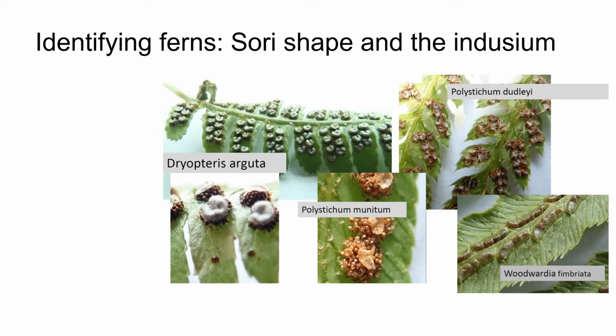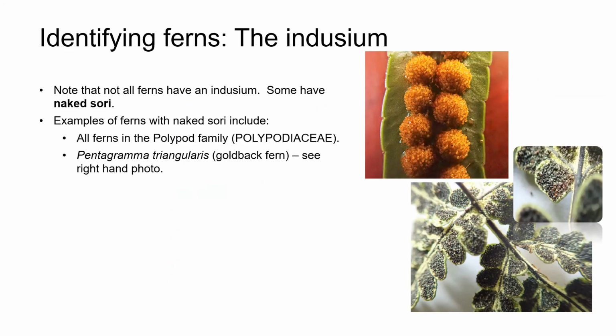Here's an assortment of photos just to show you a very small sample of the shapes of various sori. It's important to know that not all ferns always have an indusium covering their sori. Some ferns have what's referred to as naked sori. Examples of ferns with naked sori include all ferns in the polypod family and our locally native Pentagramma triangularis, the goldback fern, which is in the right-hand photo right here.